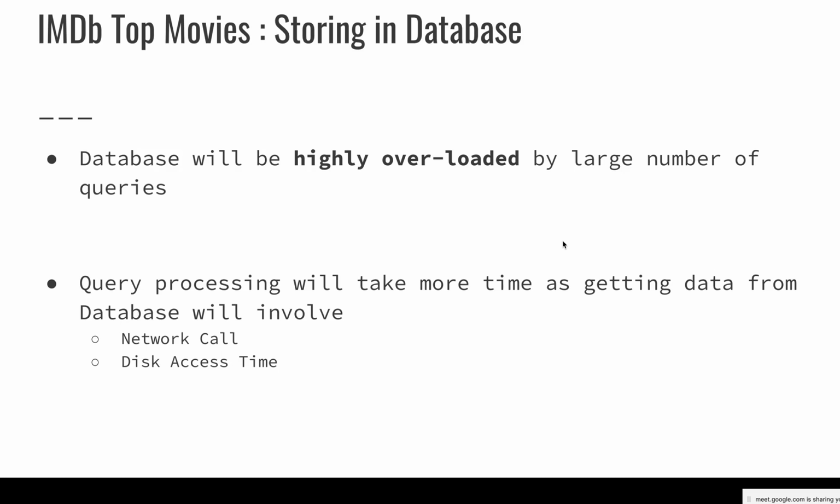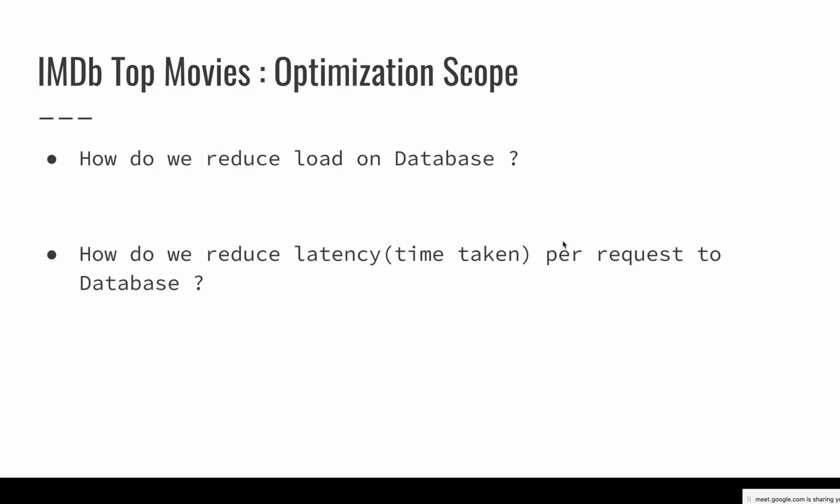Now, what exactly are the steps that will be taken in responding to a particular request? First of all, there will be a network call to the database. Once this network call is made, another operation that takes place is the retrieval of data from the disk based storage. These are the two things, and they are going to consume a higher amount of time, right? So these are the two significant disadvantages that we see when we store the data in a database.